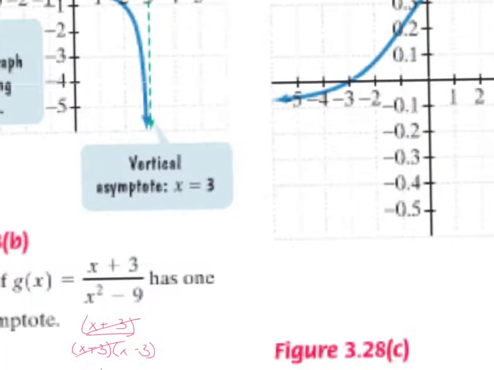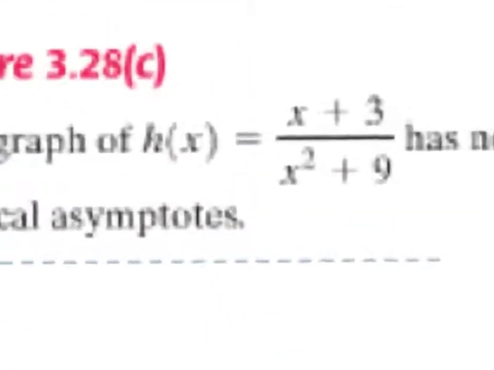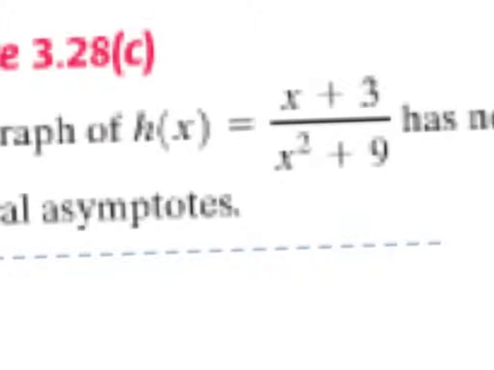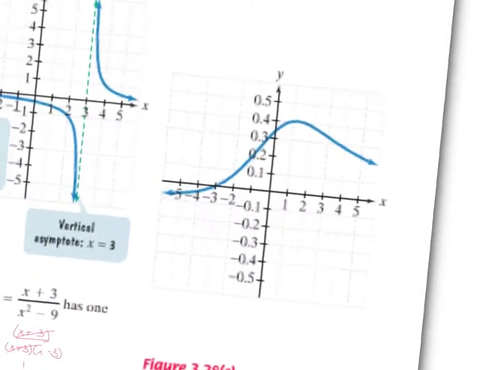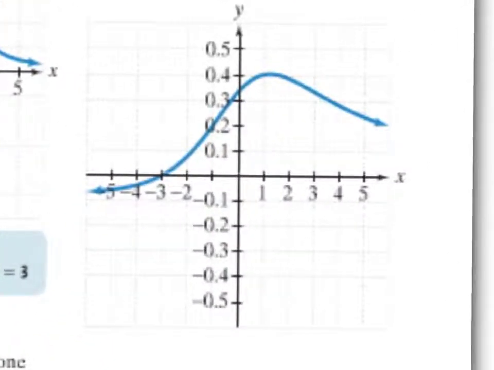Let's take a look at our third example. Is anything going to make that denominator undefined for h of x? No, because of this plus 9. It doesn't matter what value I put in here. I'm always adding 9. Nothing would ever be undefined here. Therefore, I shouldn't have any vertical asymptote in the given, and I don't.